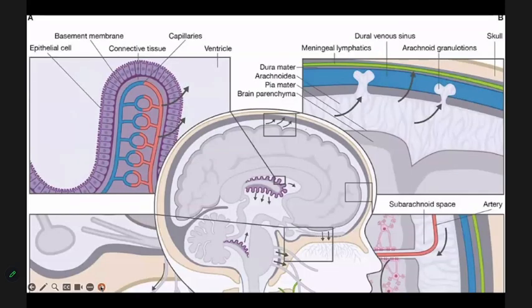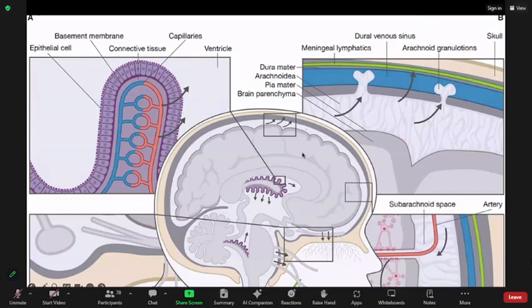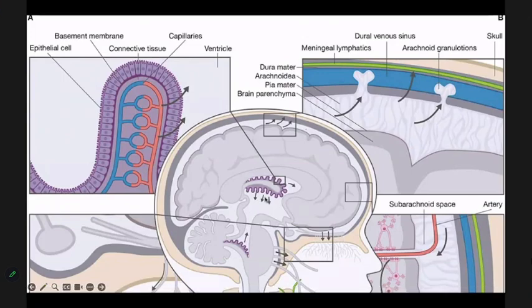Okay. Can somebody explain? This is just the normal physiology. Can I invite one of you to describe the normal physiology? Can you tell me what happens here? What does this show? What is shown here? Anybody? Anybody?